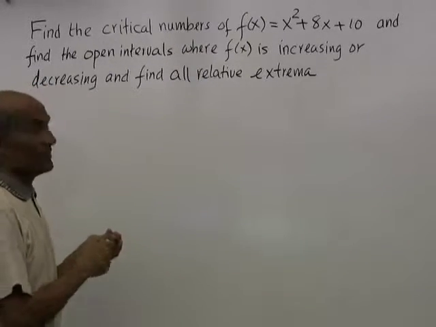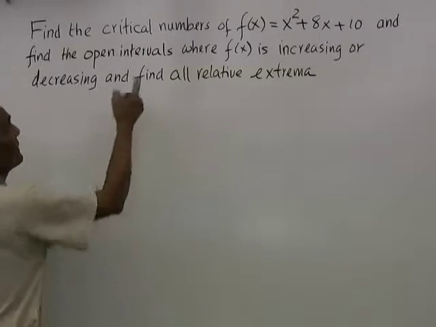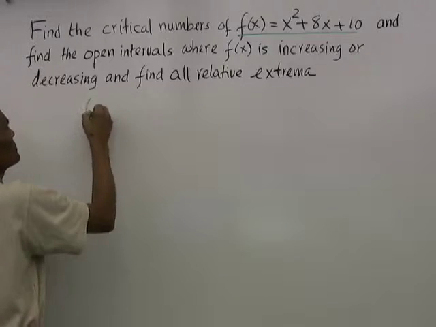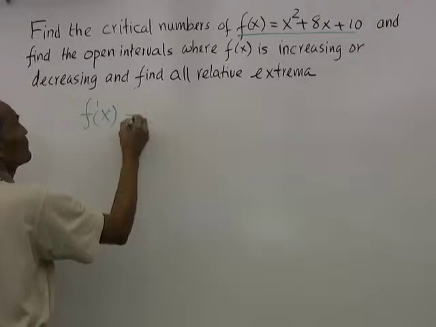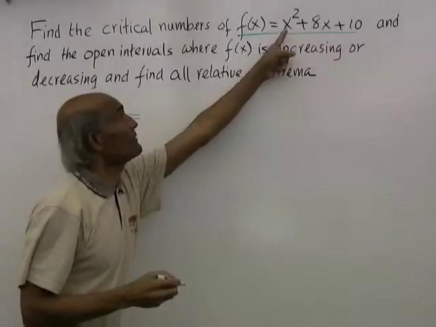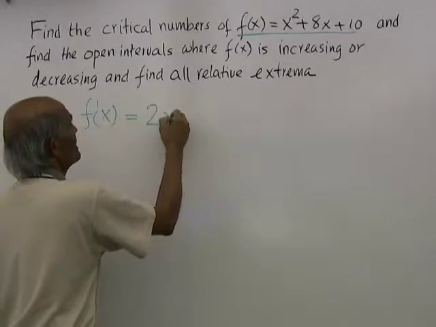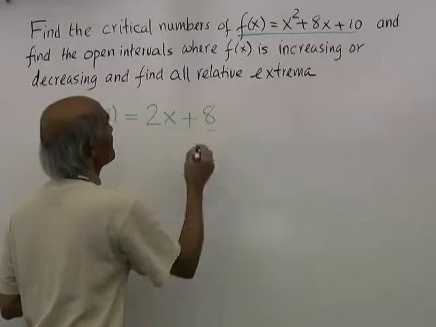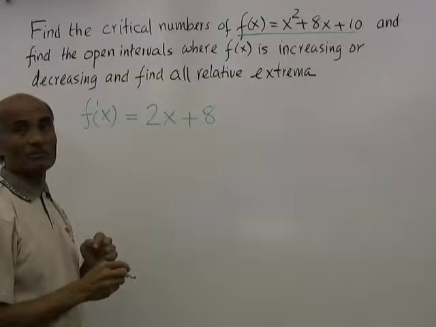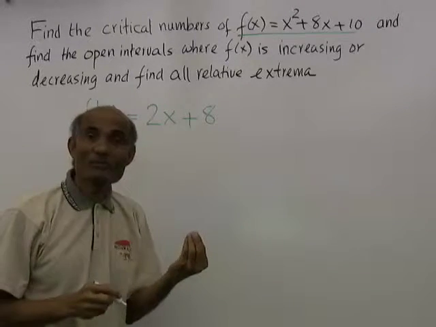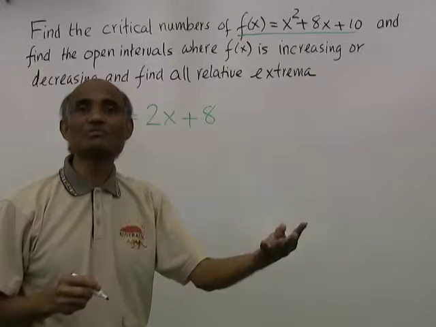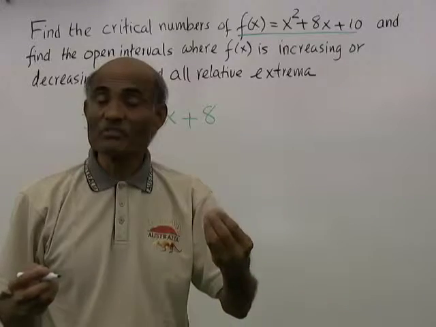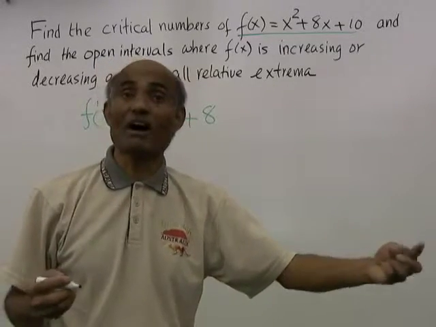Find the derivative of the function. Well, this is our function. Now, what is its derivative? F prime of x equal to, derivative of x squared is 2x, plus derivative of 8x is 8, and that is the derivative. To find the critical numbers, we set the derivative equal to 0, because critical numbers occur where the derivative is either 0 or undefined.